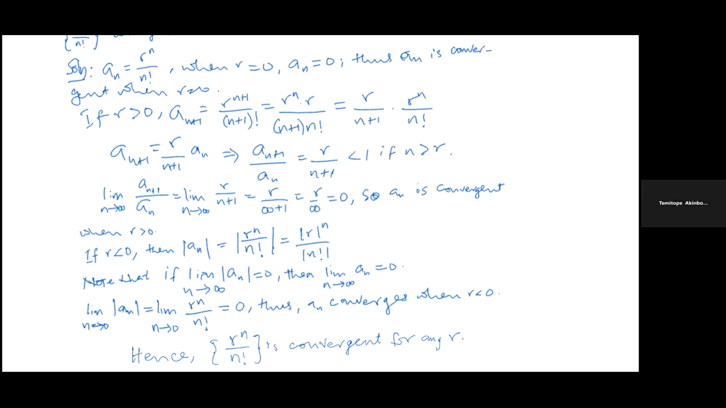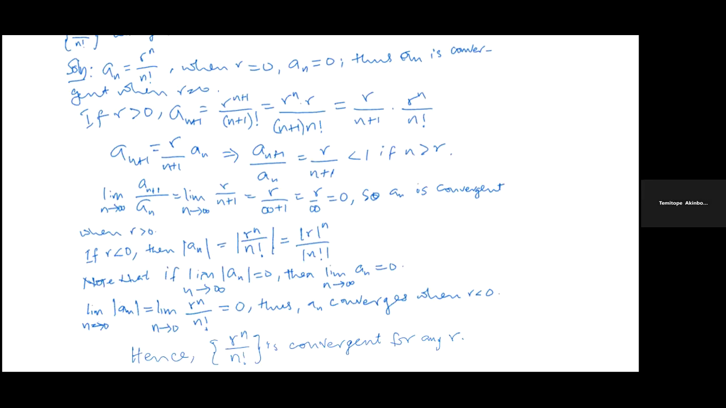So if you take another value such that n is greater than the value of R, it will always be less than 1. So take the limit of that. To take the limit, you have 0. So an is also convergent when R is positive. That's the meaning of R greater than 0.